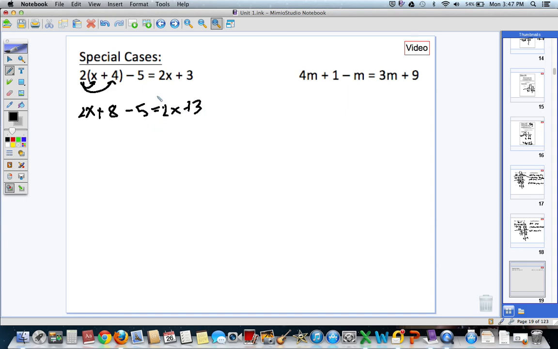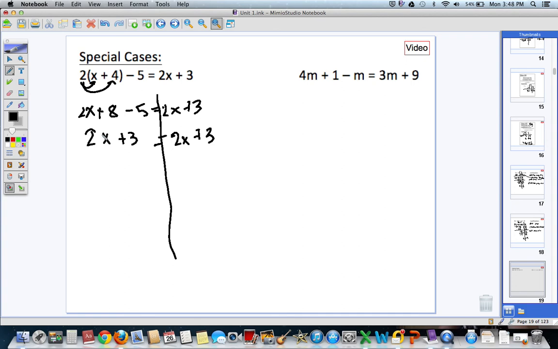Now I want to combine like terms on both sides. So if we look over here, we have a 2x, an 8, and a 5. My 8 and 5 are constants, I can combine them. So 8 minus 5 is 3. On this side, I don't have any like terms, I leave it as 2x plus 3.